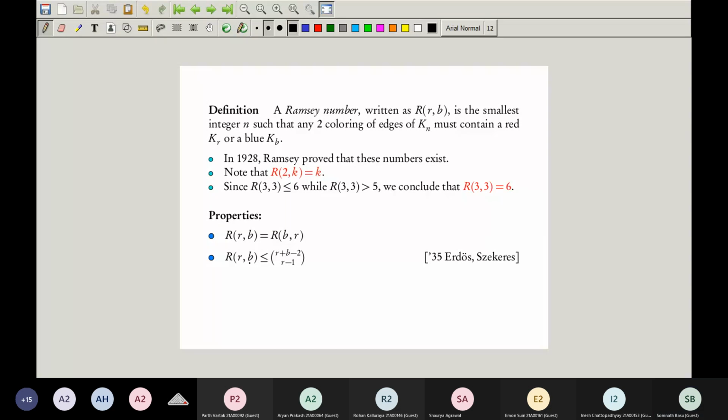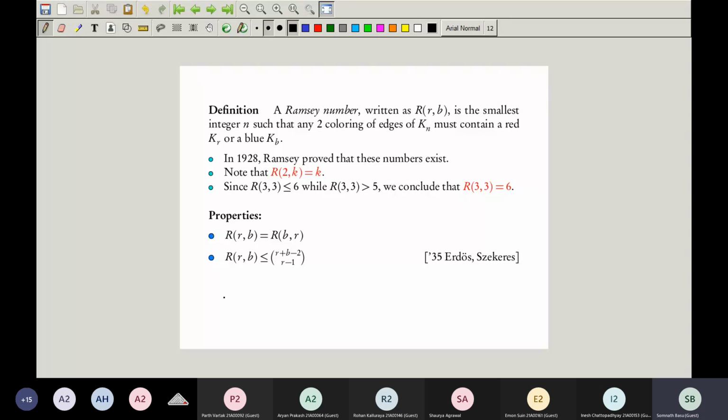That RRB is less than or equal to R plus B minus 2 choose R minus 1. So I hope people are familiar with this notation. This is N choose K. So I wrote it in this bracket form. This is R plus B minus 2 choose R minus 1. And you see that if I replace R minus 1 with B minus 1, it's the same thing. So I can use R minus 1 or B minus 1 in the denominator. This coefficient is the same. So that's an upper bound.